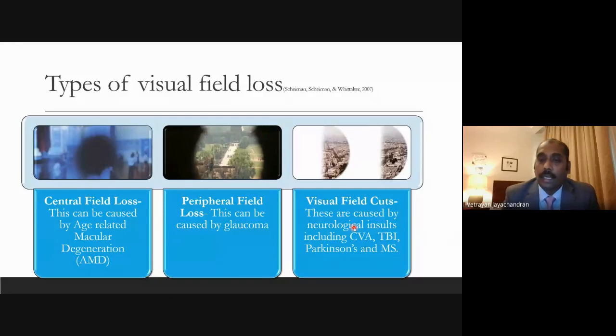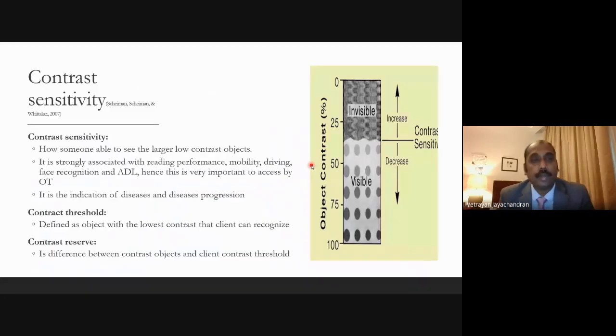So next is the visual field cut. It is mainly caused by neurological damage like cerebrovascular accident, traumatic brain injury, Parkinson's or multiple sclerosis. The example we have given here is a homonymous hemianopia. You can see the person cannot see the total left side of the vision. She can see only the right side. So the total left visual field has been cut. These are the different types of visual field loss, and as an OT, we must consider them and how to correct these problems.